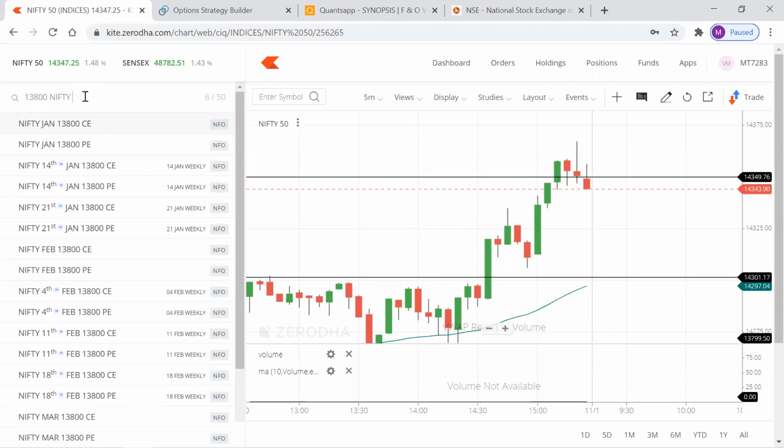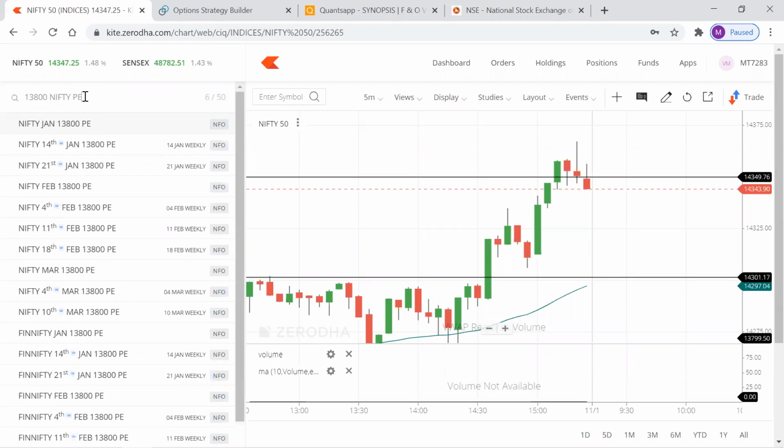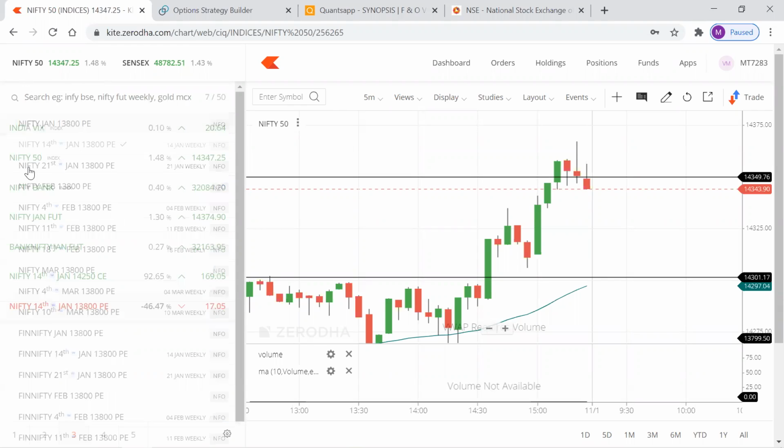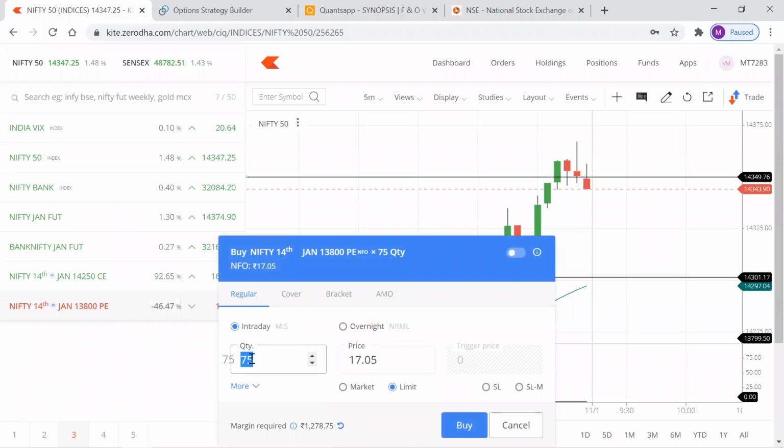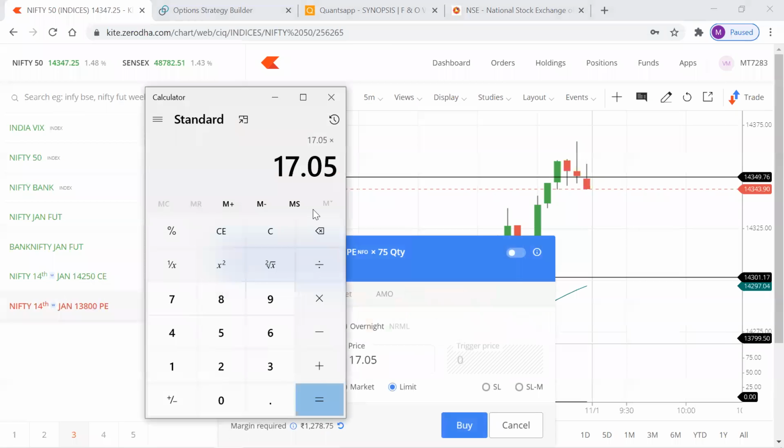13,800 Nifty PE, 14th of January. So Nifty 14th of January 13,800, adding to watch list, and I'm clicking on buy here. Okay, so it's 75 quantities. So 75 into 75 into 75.